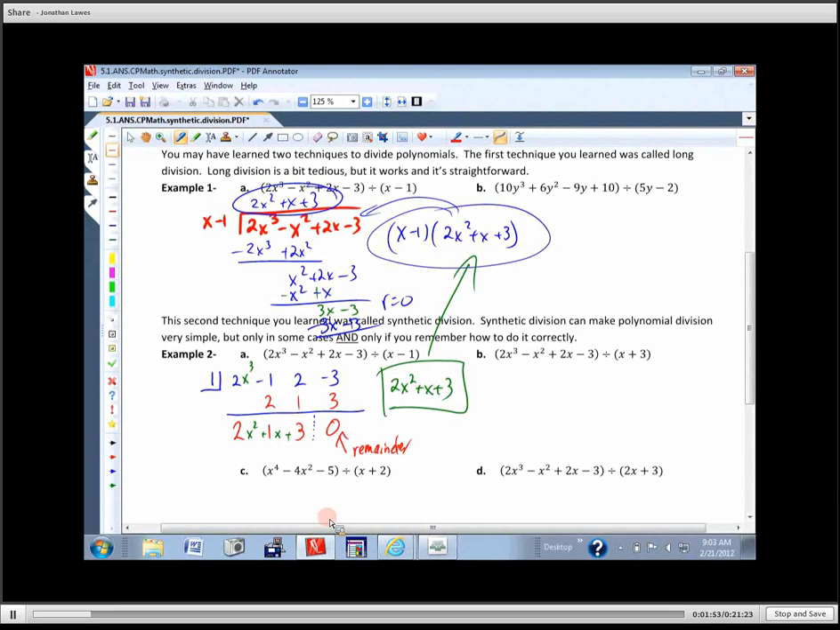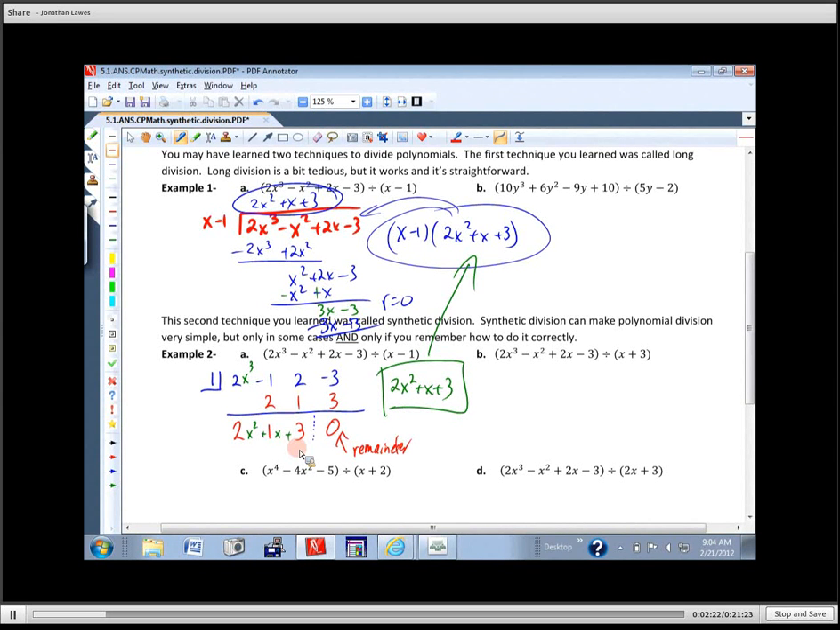Synthetic division only works if, first of all, we're dividing by a binomial. So it's got to be x plus or minus some number. It doesn't work if this is a 2x or a 5x or a 3x or a negative 10x or something like that. It's got to be just a plain old 1x. The coefficient has to be 1. If you can do synthetic division, it works pretty darn well. It's a pretty quick process.